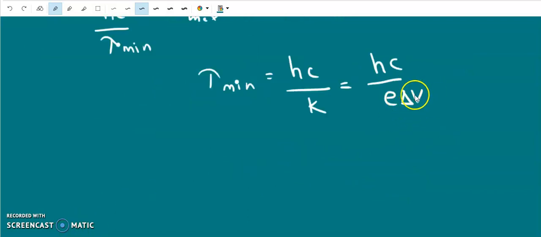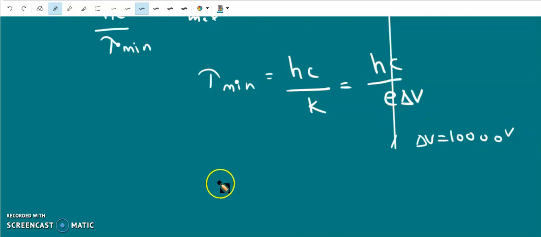Generally delta V, that is the accelerating voltage, is of the order of 10,000 volt, and therefore lambda minimum, since these are all constants, is of the order of some 0.1 nanometer. So this corresponds to the X-ray region of the electromagnetic spectrum.